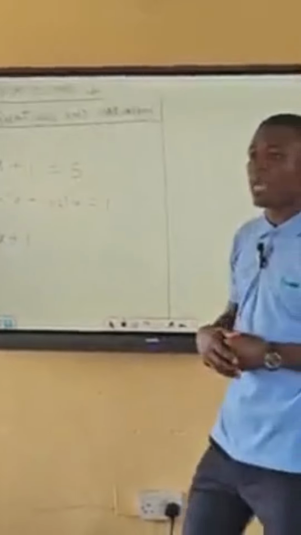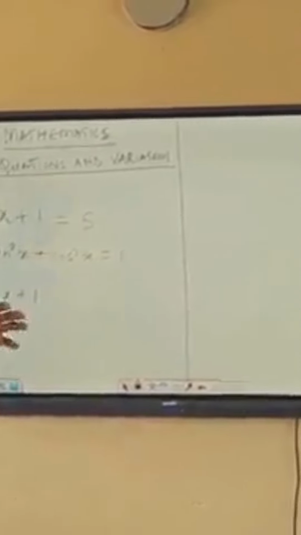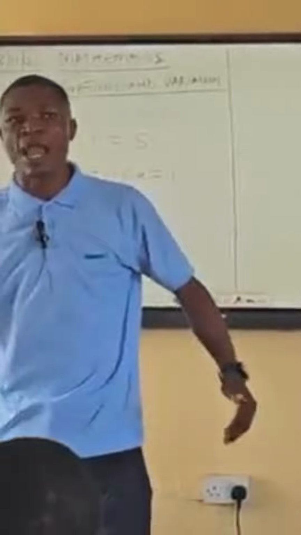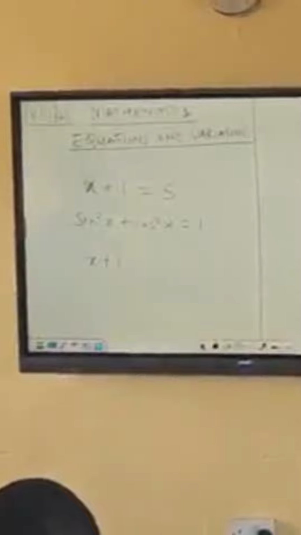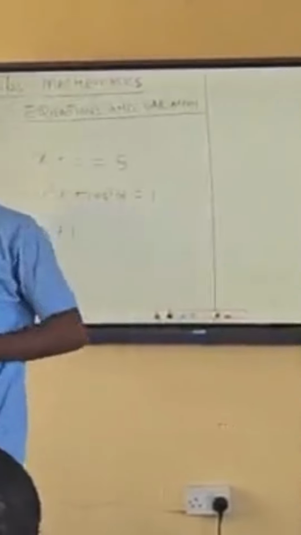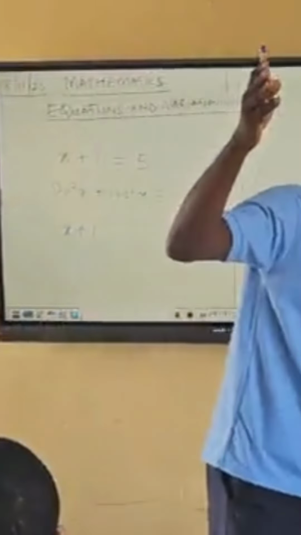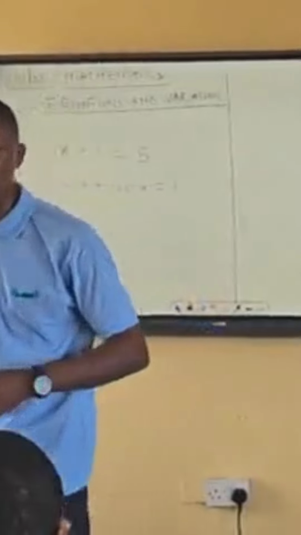Now, what do we mean by variation? Variation talks about changes that occur in quantities. When you have a quantity x and a quantity y, the changes that occur in both of them is called variation. And you can also relate it to proportion. In variation, we have direct variation, inverse variation, partial variation and joint variation.